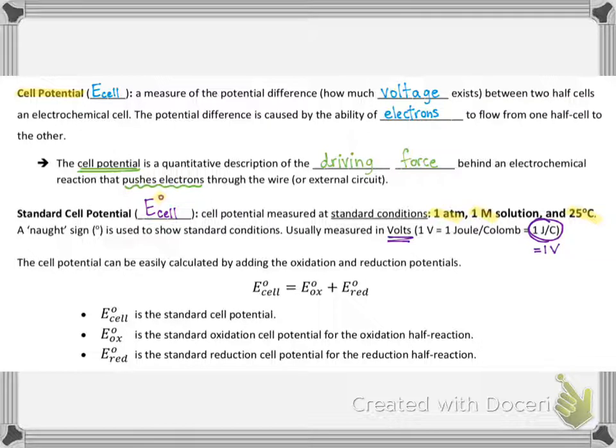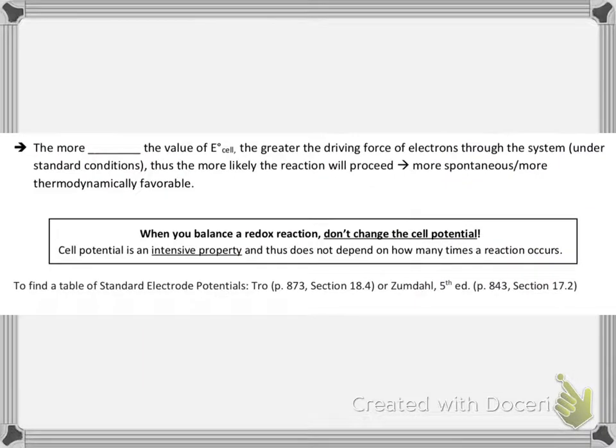Luckily, the cell potential is actually really easy to calculate. To find the overall cell potential, you literally have to add up the oxidation potential of the oxidation half reaction plus the reduction potential from the reduction half reaction. Now, it's important to note, the more positive the value of E-cell, the greater the driving force, which means it is more thermodynamically favorable the more positive the value.